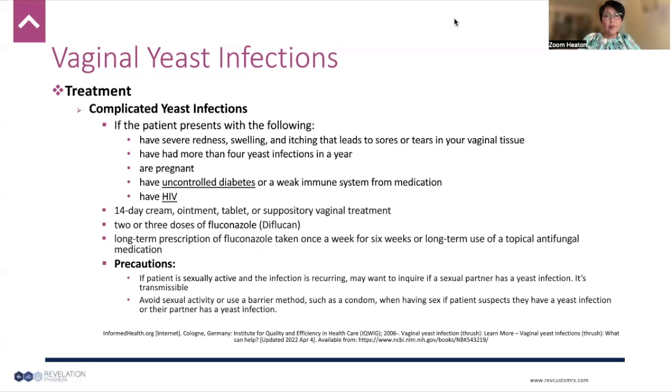Precautions: if the patient is sexually active and the infection is recurring, you may want to inquire if a sexual partner has a yeast infection. It could be transmissible. Avoid sexual activity or use a barrier method like a condom when having sex if the patient suspects they have a yeast infection or their partner has a yeast infection.